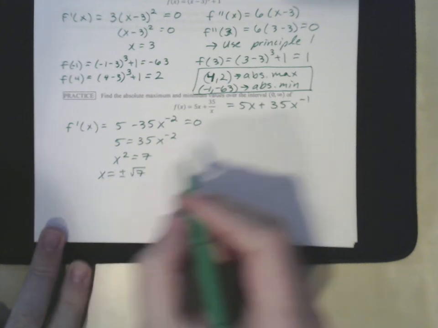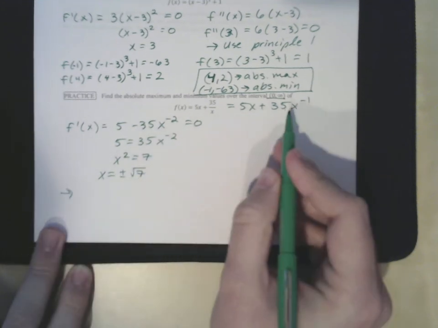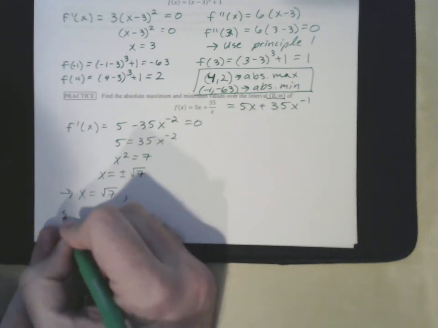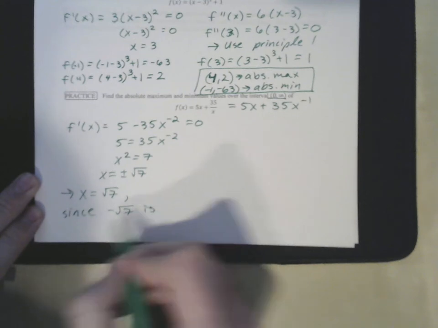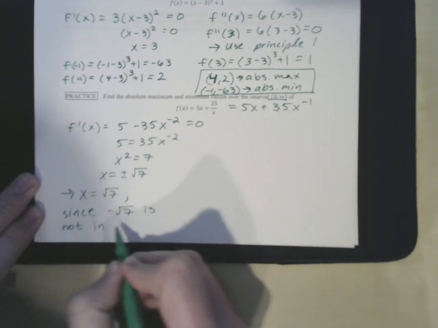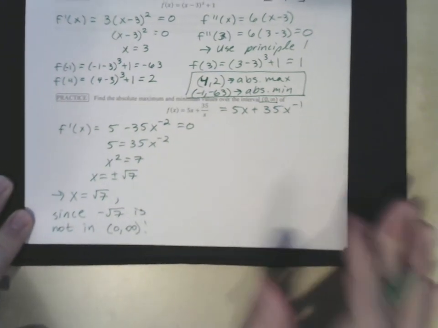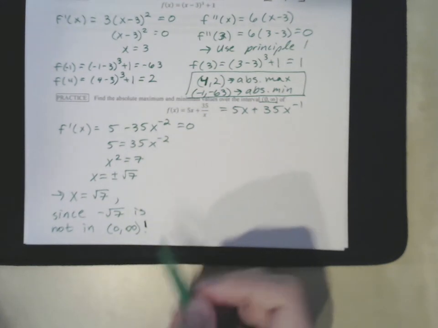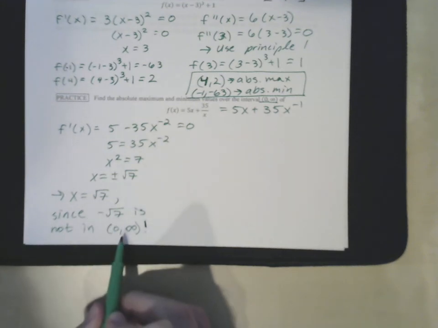So now we're looking at critical numbers, and make sure you identify your interval. Because the interval is 0 to infinity, we're only going to be looking at positive square root of 7, since negative square root of 7 is not in 0 to infinity. So make sure you're accounting for your interval properly. So now we have one critical value. We have an open interval, which means we need principle 2.